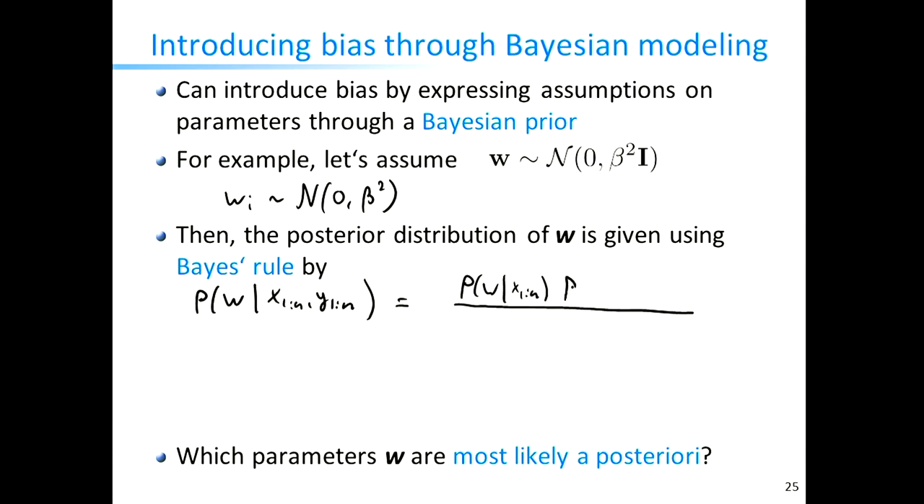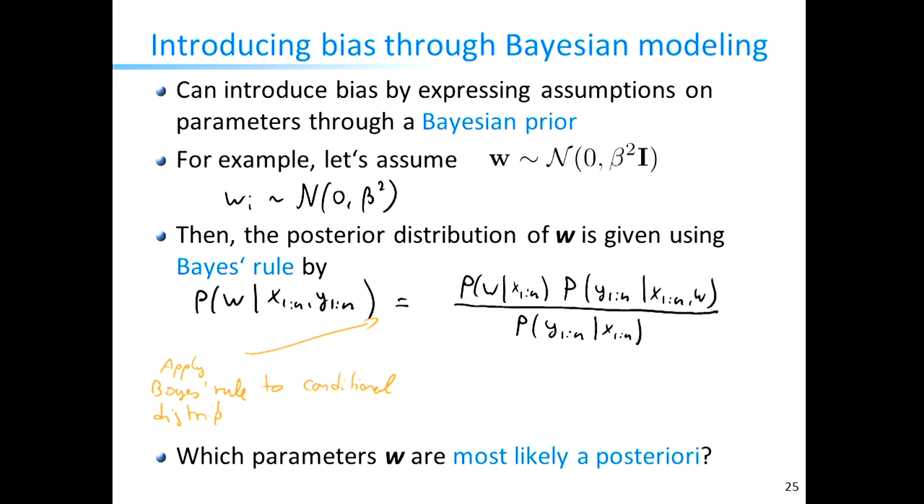Let me just write this out. And P of y_1 through n given x_1 through n and W divided by probability of y_1 through n given x_1 through n, right? So essentially, we apply Bayes' rule to the conditional distribution given X. Okay? So this is basically just literally applying Bayes' rule. Right? You get this expression. Right? Our posterior is proportional to prior times the likelihood.